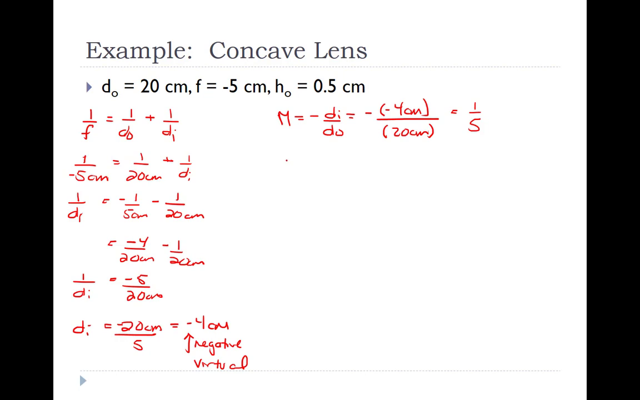Remember, the magnification does not have a unit. Here I can see that the magnification is positive, which tells me it is upright. And I can see the absolute value of the magnification is less than 1, which tells me it is diminished.